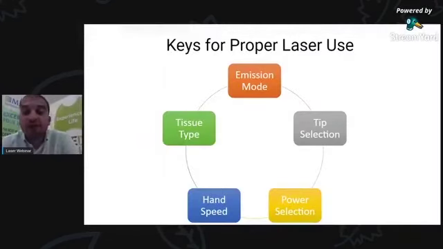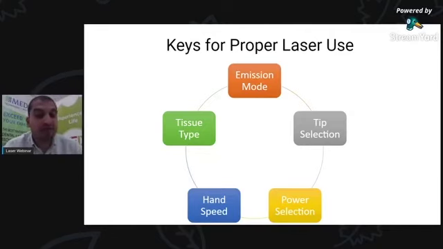So to give you the keys for proper laser use, these are the main keys we can use when we use our laser. We already know the emission mode. If you use the continuous mode, the laser is going continuously, which may raise the temperature continuously and reach carbonization. So if we face carbonization, we can use the pulsed mode. The second key we can manipulate is the tip selection.